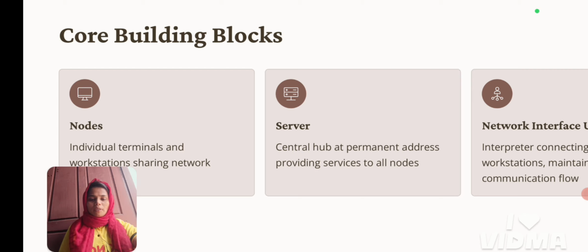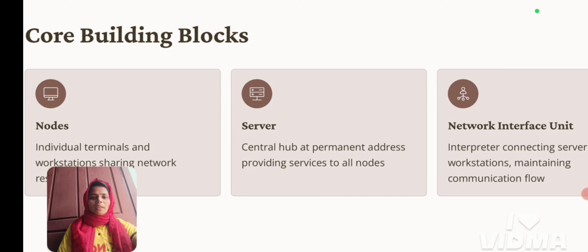Which devices are sharing the network resources, those devices are called nodes. Then server. I already told about server. Servers process our request and send the response to us. So, a server is a central hub at a permanent address providing services to all nodes.